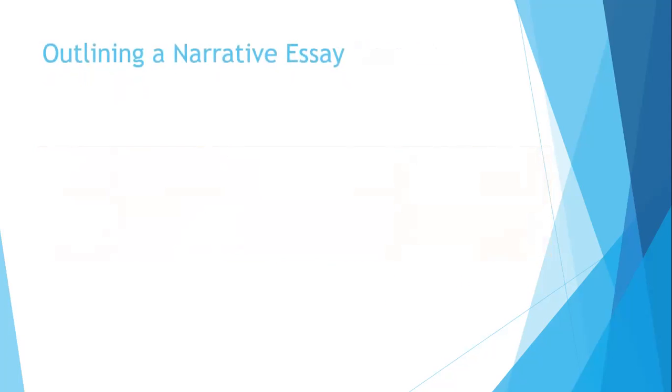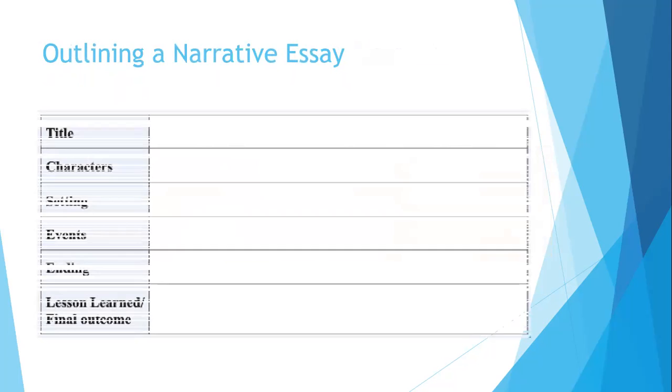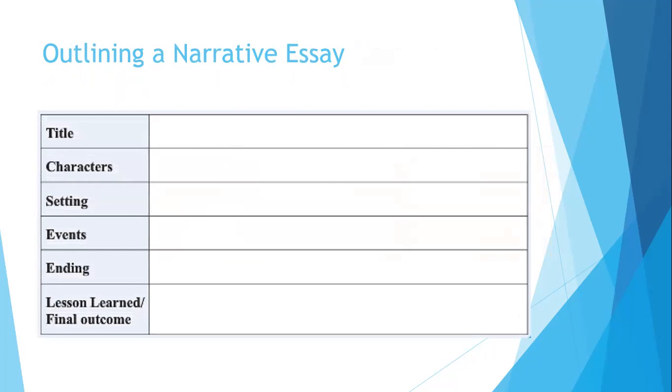Now, how do I outline a narrative essay? Always, we write an outline before writing our essay. I choose a title. For sure, the title should reflect the main idea of this essay and mainly the motive. And also we know that a title should be capitalized.